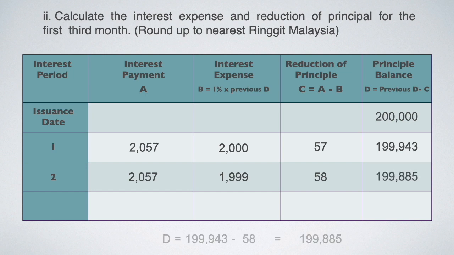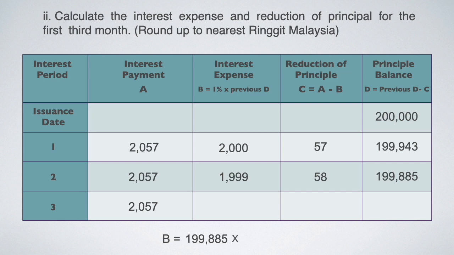Sikit juga lagi kan? Okey. Kita pergi ke bulan yang terakhir. Bulan terakhir pun sama. Bukan bulan terakhir, bulan yang ketiga. Samalah kita bayar 2057. Agreement dah macam tu. Tapi daripada 2057, berapa pula interest expense?